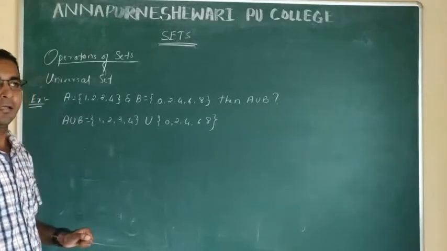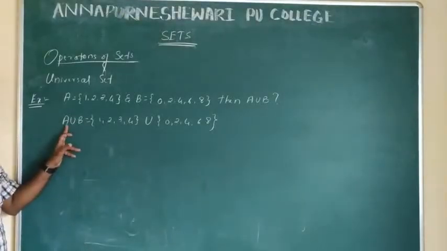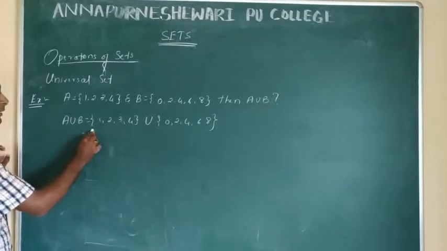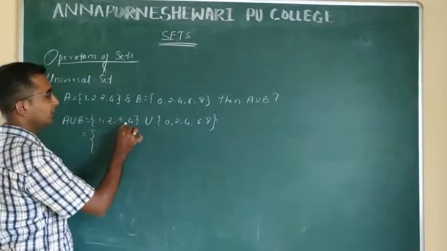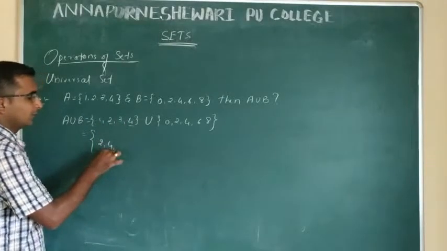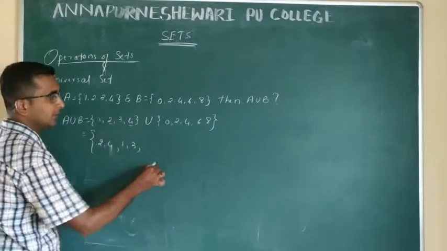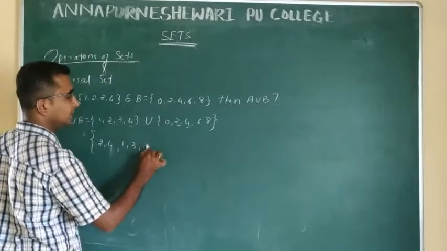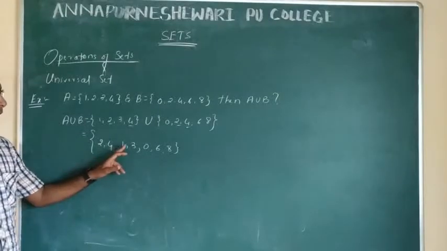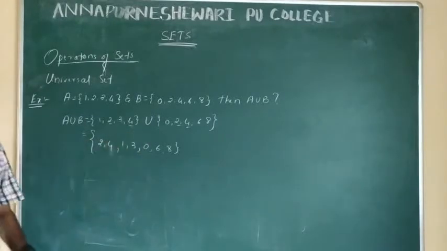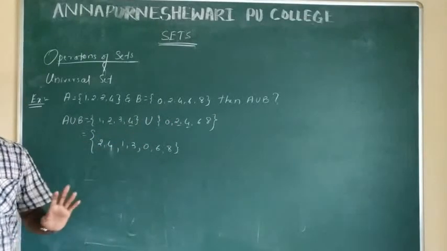So what is A union B? The A union B is nothing but the set of all the elements which belong to set A or B or to both. So when we write down A union B, we first write down the common elements. The common elements are 2 and 4, and the elements remaining in set A are 1, 3, and in set B are 0, 6, 8. The elements which belong to set A or B or to both sets. Got it?